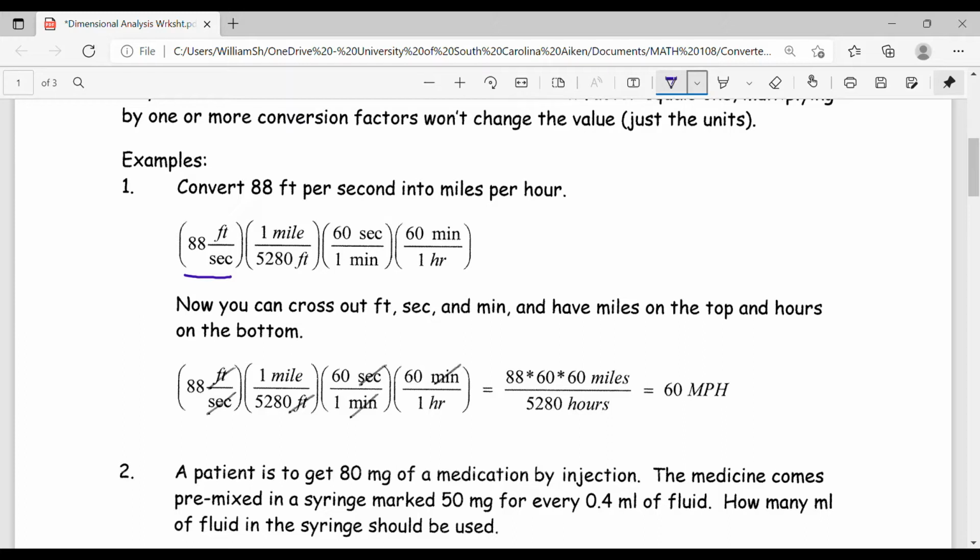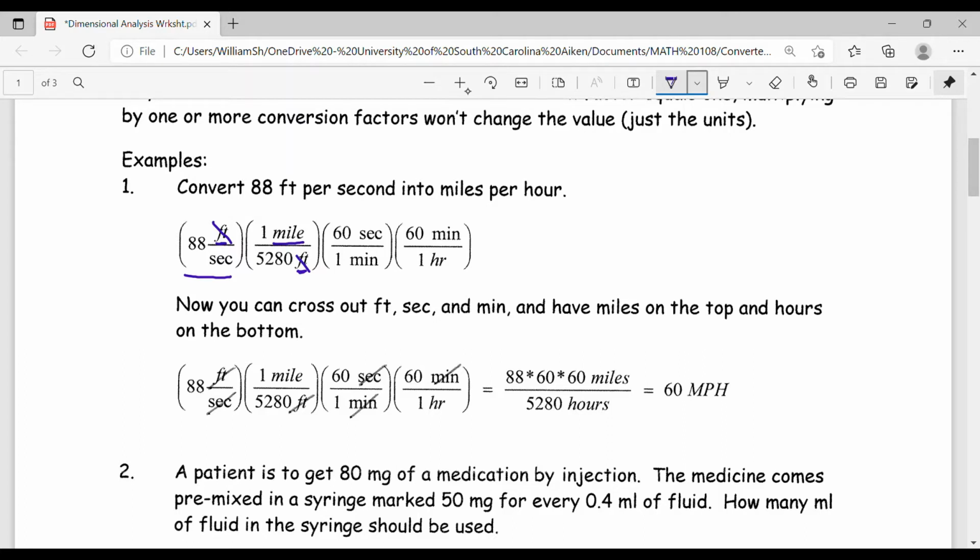So what we did is, if you've got the feet up top here, you're going to want the feet down at the bottom here. The reason being is because this one will then cancel out with this one, and your foot is gone, and now you're left with your mile up top. Now we have 88 miles per second over 5,280, right?